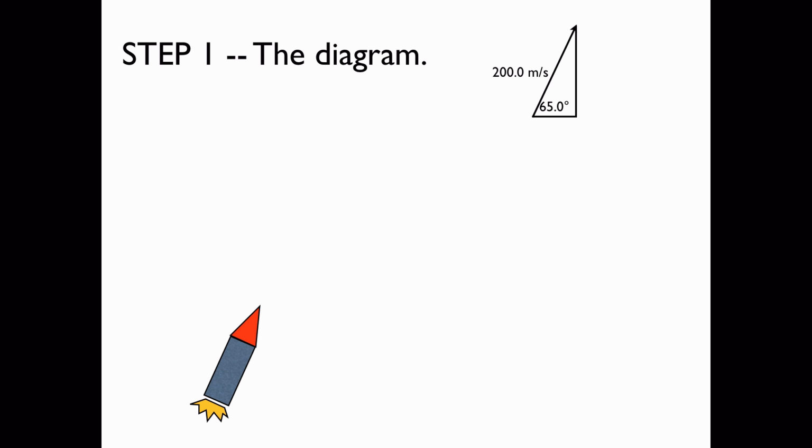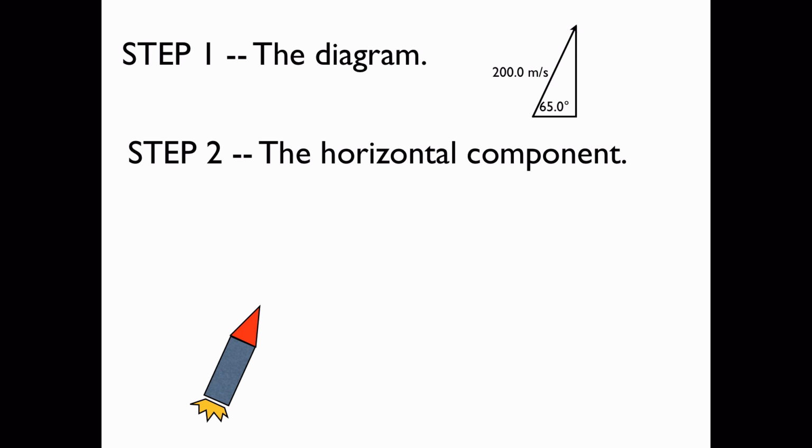Step 1 is to draw a diagram with the information that we know. In this case, we know that the initial magnitude of the rocket's velocity is 200 meters per second, which we've drawn as the hypotenuse of the triangle, and that the angle as measured with respect to the horizontal is 65 degrees.